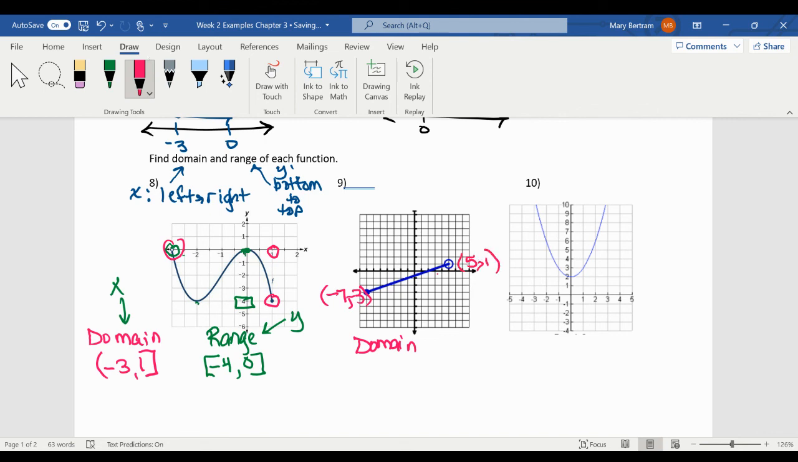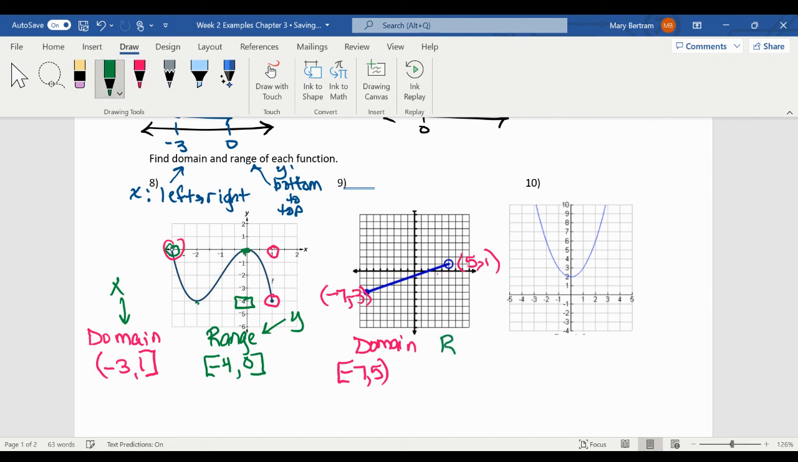Okay, and so I'm just writing the ordered pairs. Those aren't intervals, so they're all parentheses because it's a point. So let's put the domain. The domain, x to x, so -7, and it is filled in, so -7 to 5, parenthesis because it's open.